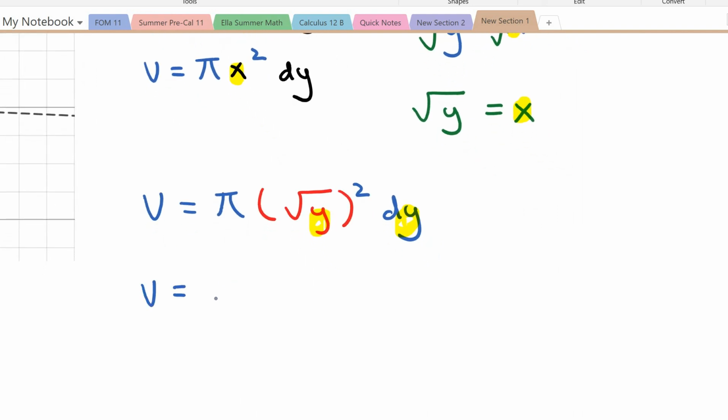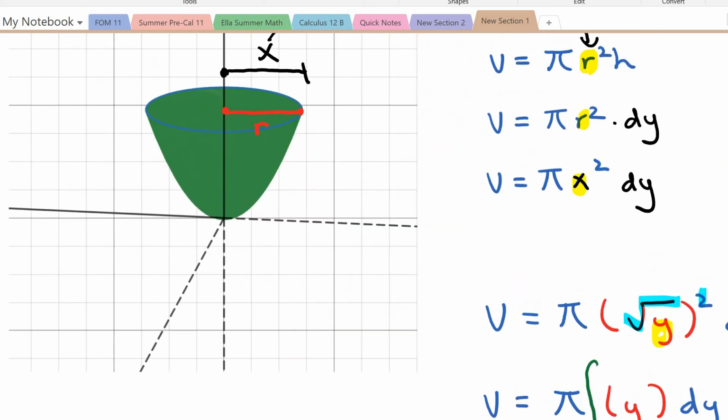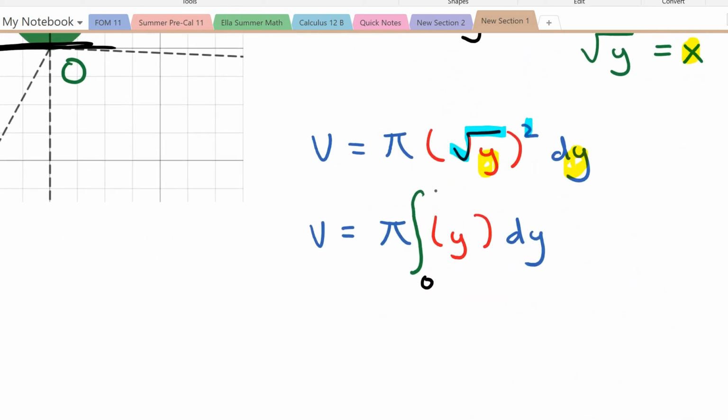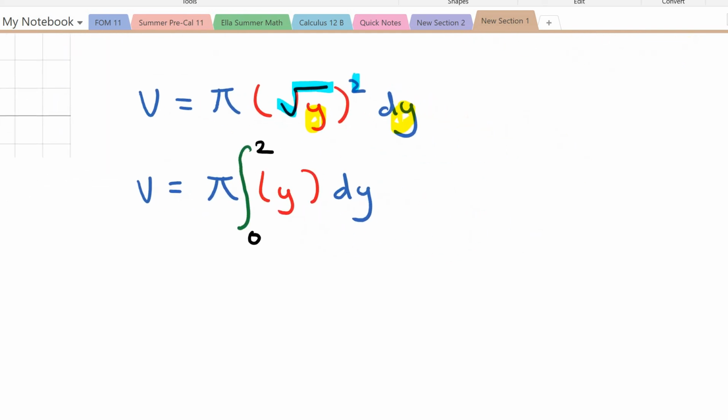If I keep on going here, that's going to be pi, and you'll notice that this square and this root sign cancel each other out, giving you just a single y times dy. So that's the volume for one particular disk. And if I want to find the volume of everything, I'm integrating all the way from 0 to a height of 2. So from 0 to 2. And now I can find my antiderivative. The antiderivative of y is going to be y to the power 2 divided by 2. That's going from 0 to 2, and then I have a pi in front.